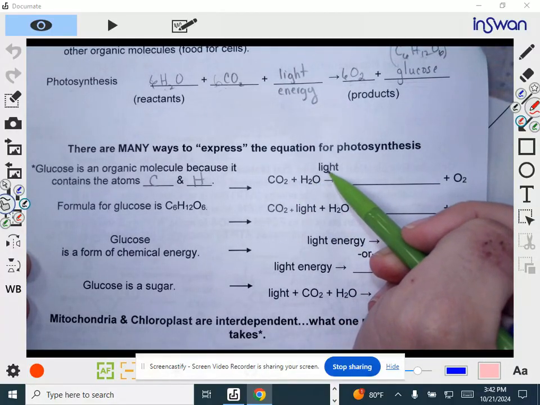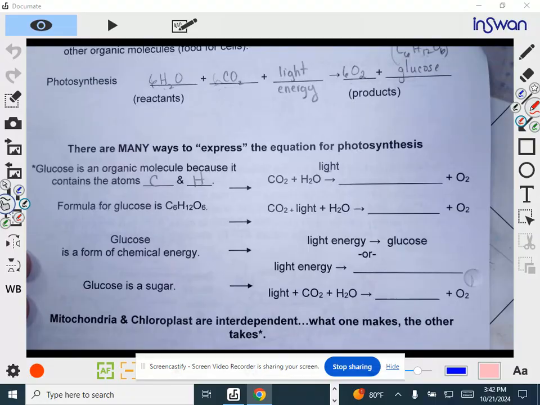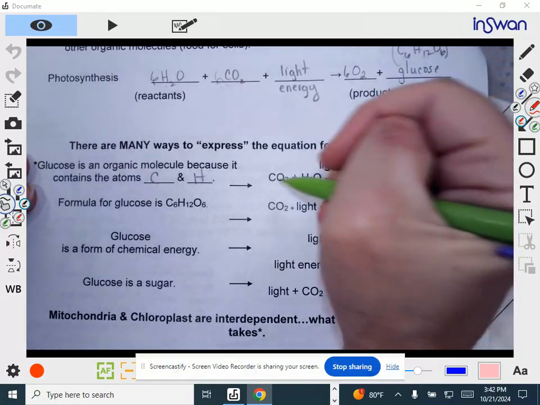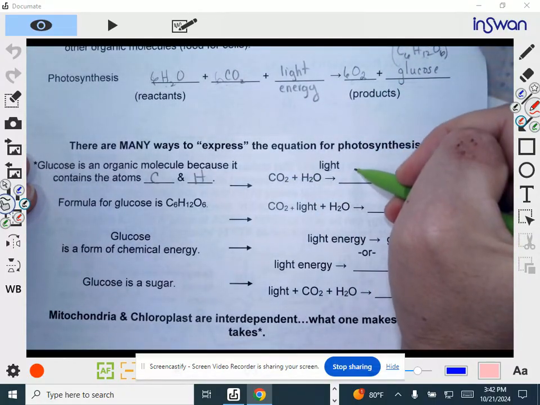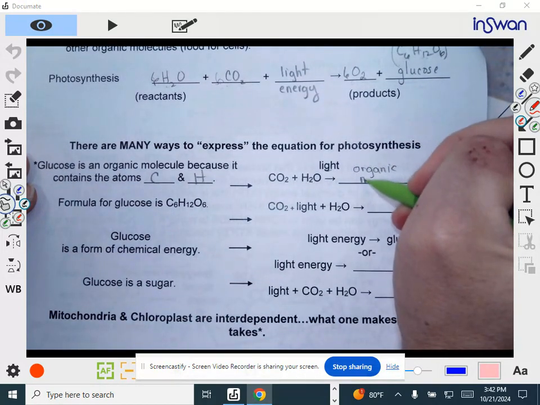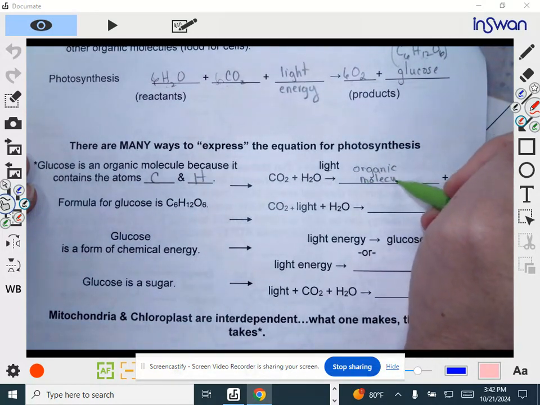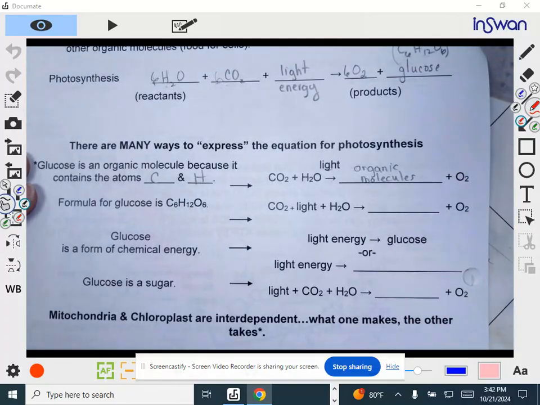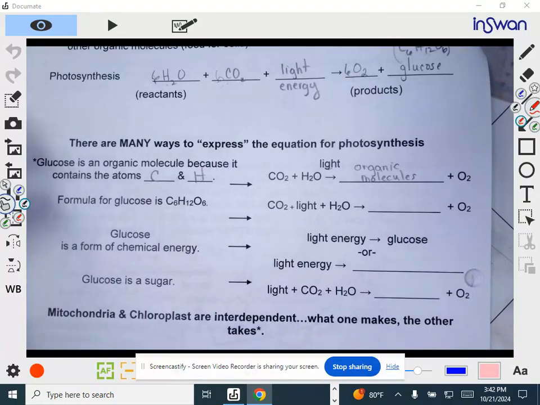If I put light energy over the arrow, that's okay. And if I say that they're taking those to make organic molecules, that's still photosynthesis. And I am still being correct because glucose is an organic molecule. And we say that in photosynthesis glucose is made, but plants actually make all of their organic molecules. They make their sugars, they make their amino acids, they make their nucleic acids through photosynthesis. They make all their organic molecules, whereas we have to eat them.